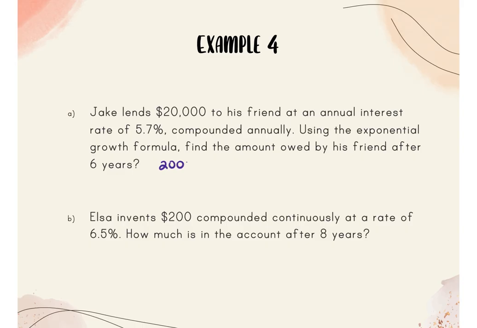So $20,000 is his initial amount times 1, it's interest, which means it's earning money, so this is an increase, plus 0.057, move that decimal back 2 places, raised to the t, and t is 6. So we're going to type this in the calculator. You can type it in just as it is: 20,000 times (1 plus 0.057), raised to the 6th power. $27,892.02 is how much his friend is going to have to pay him back.